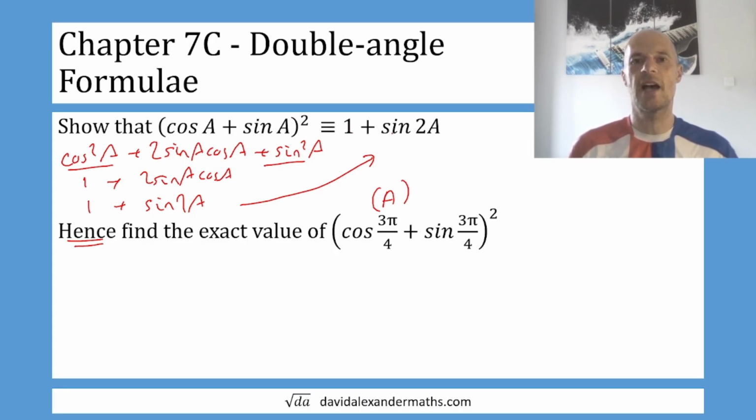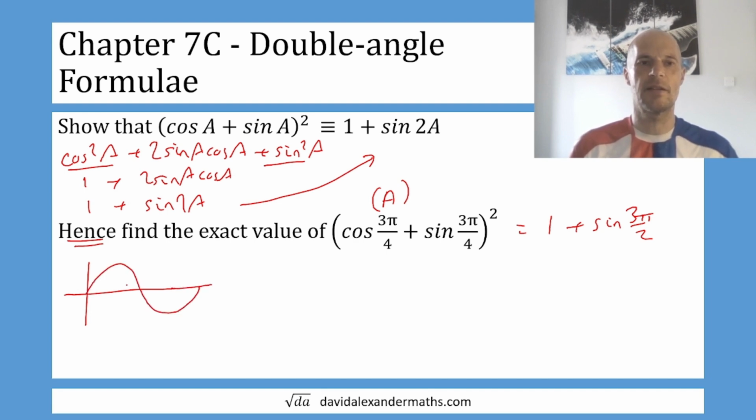plus sine of 2A. So I'm going to write this as 1 plus the sine of 2 times 3π/4, so that is going to be 3π/2. Now all we need to do is grab our calculator, or just think of the sine wave here. This is sine, so 0, π, 2π, π/2. So this here is 3π/2.